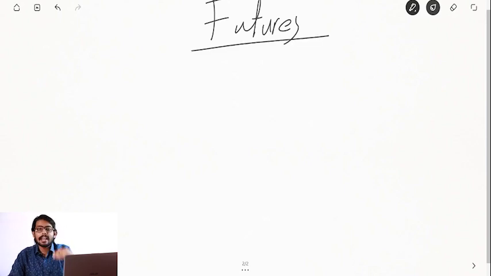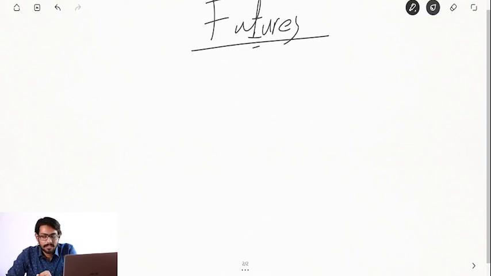Some batches I spend the entire night before class thinking about how the lecture is going to be, how I'm going to start, how I'm going to teach, what all doubts will come. I spend the entire night thinking and planning about how the futures lecture is going to be. It's a very exciting area for me, and I hope it is the same for you too. Futures, shall we begin?